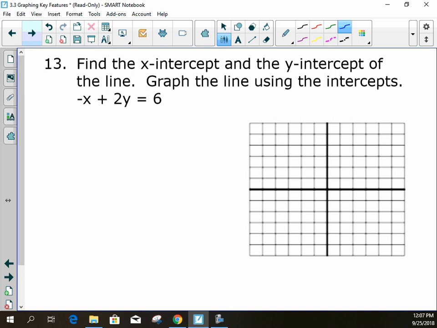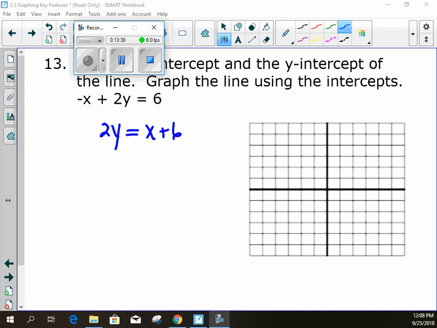Find the x-intercept and y-intercept of the line. Graph the line using the intercepts. Why would I do that? Why would I graph this line using the intercepts? Why wouldn't I do this? Why wouldn't I go: 2y equals x plus 6.